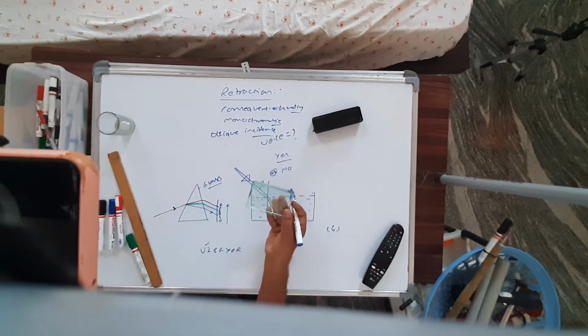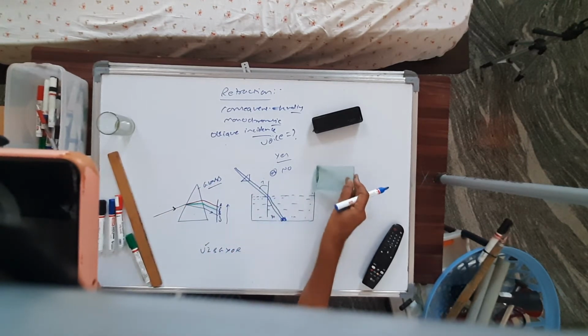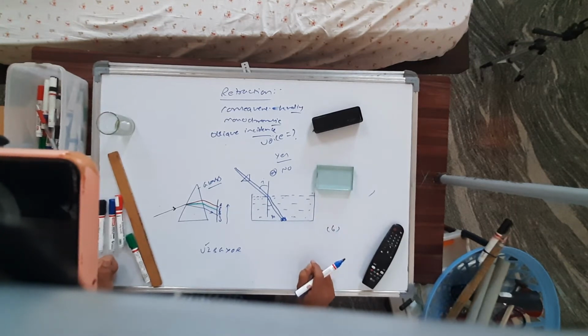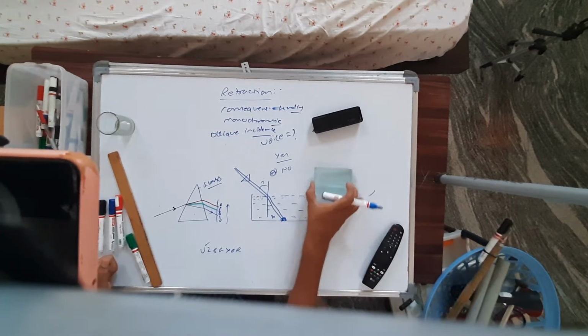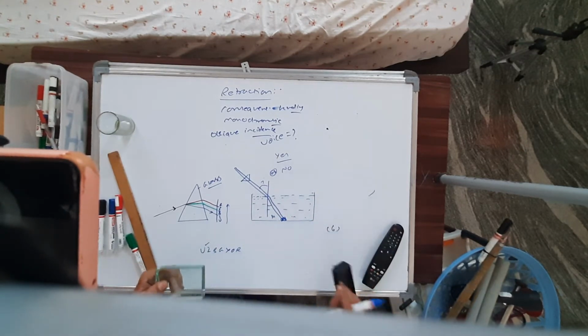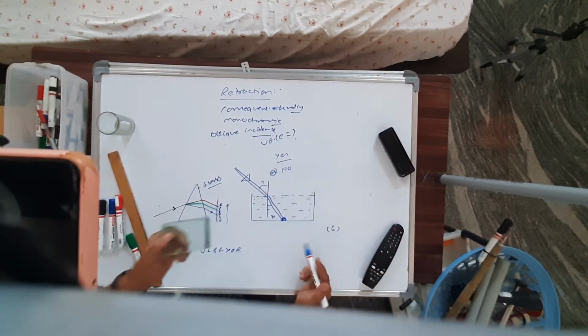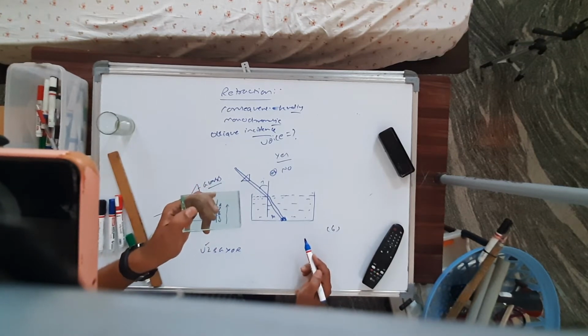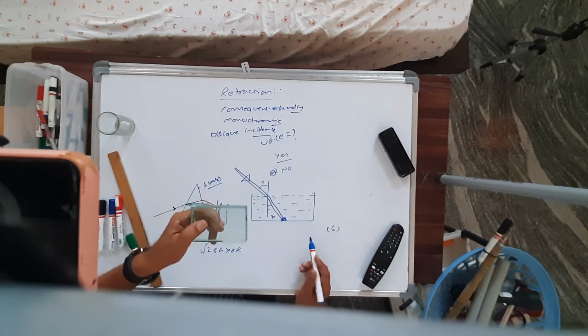Can you name this instrument? Okay, no doubt. This instrument is called a glass slab. Very good. Have you seen ice cream slabs? Like an ice cream slab, this is also a slab, but this is called a glass slab.